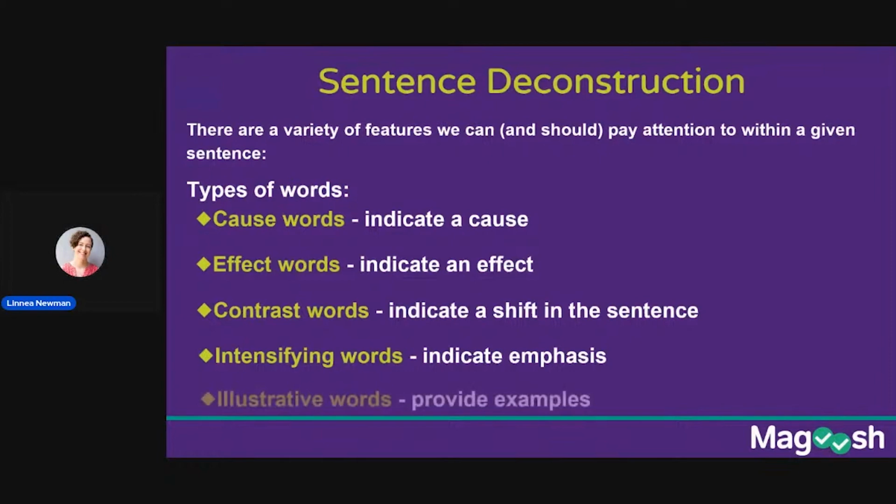And then, of course, illustrative words provide examples. Pay attention to where those appear or occur within a sentence, what they're describing. Does it describe the blank? Does the blank come after something that's already been illustrated? All of those things are essential in terms of using the different elements of a sentence to help you come up with the correct answer for a text completion or a sentence equivalence.